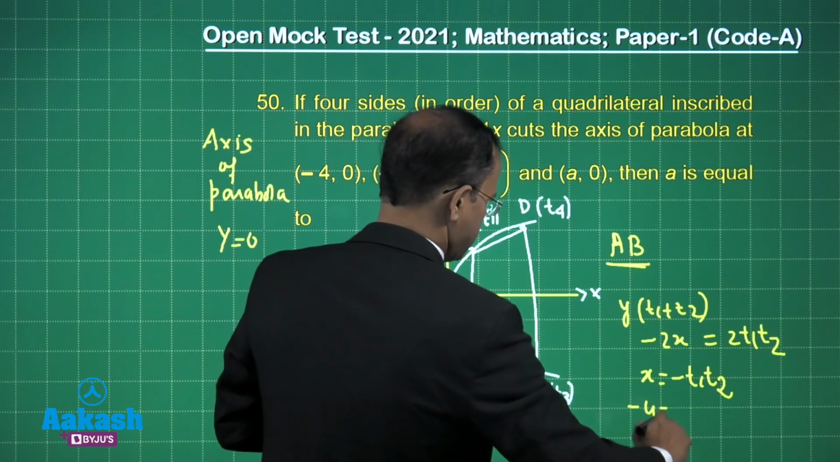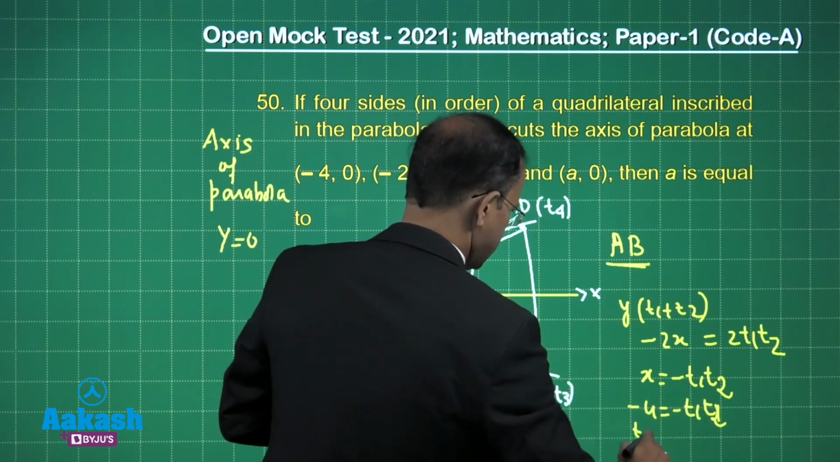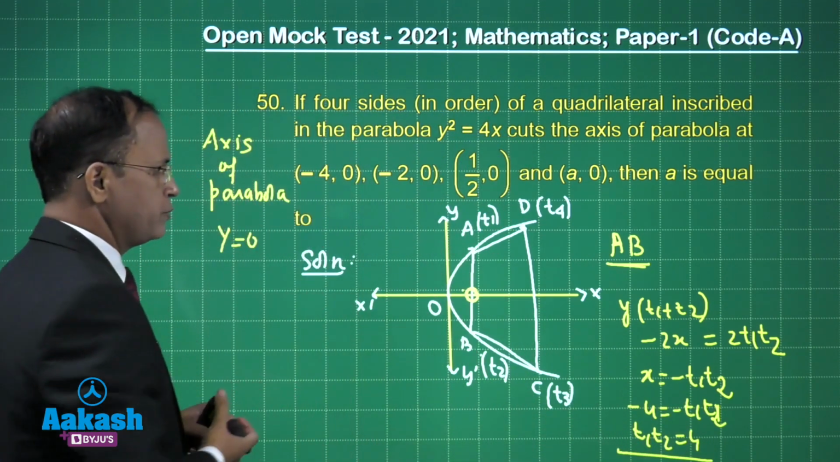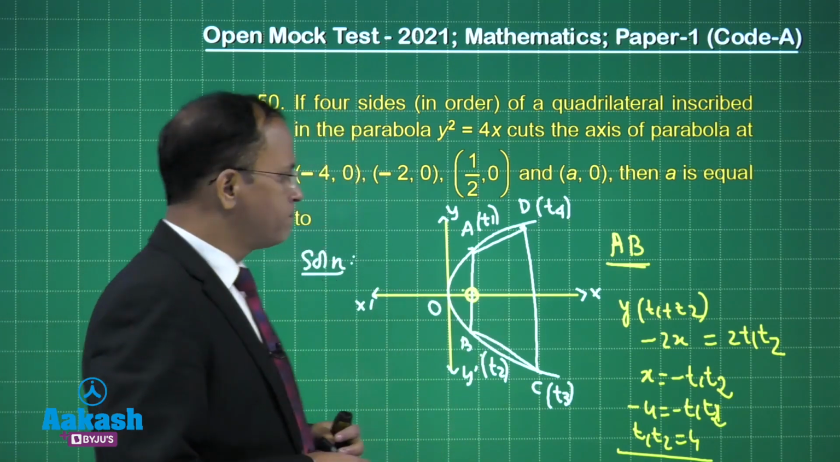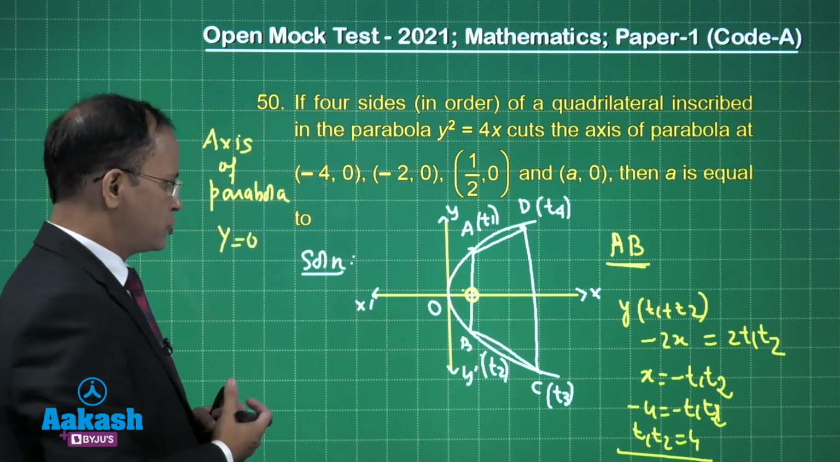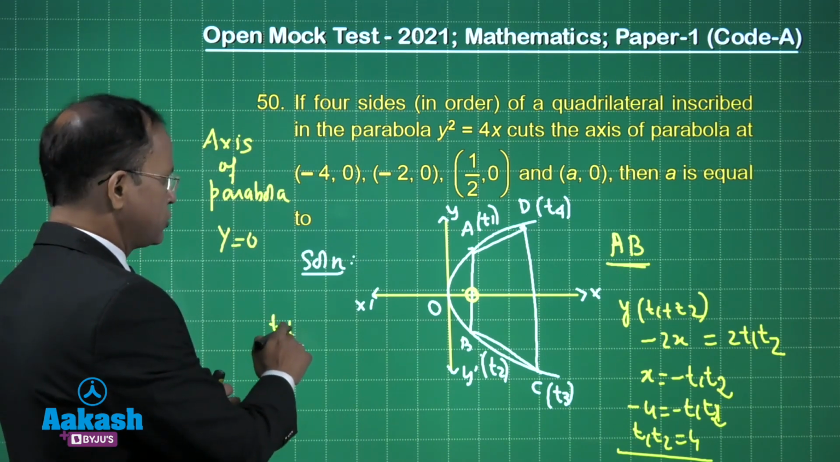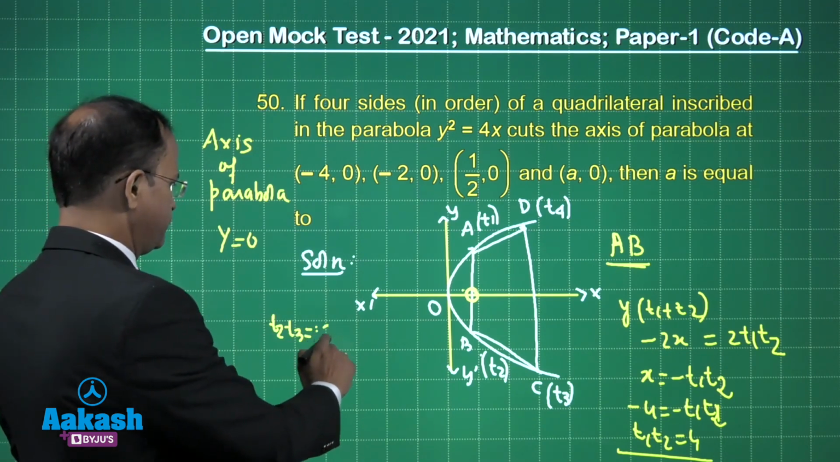Let me take it in this way. So, this is minus t1 t2, right? Or we can write it as t1 t2 is going to be 4. You got it? t1 t2 is going to be 4. Same way we can go for the other parts also, okay? So, we can find t2 t3 also, which is going to be 2.